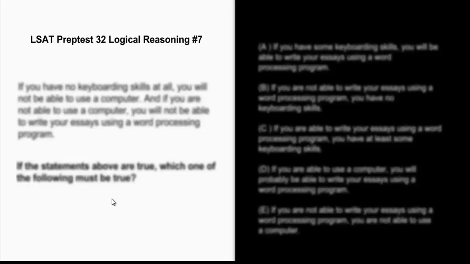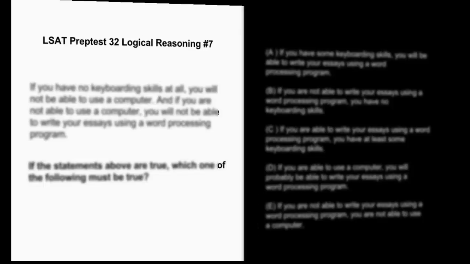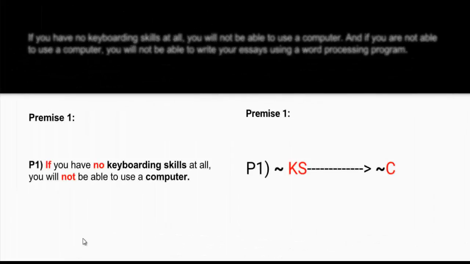It says, if you have no keyboarding skill at all, you will not be able to use a computer. And if you're not able to use a computer, you will not be able to write your essays using a word processing program. Okay, so let's take this apart. Premise 1, premise 2, that kind of thing. Premise 1: if you have no keyboarding skills at all, you will not be able to use a computer. So we can simply say no keyboarding skill, which we can abbreviate KS, arrow, no computer. We can just say no C. All right, so that's premise 1.